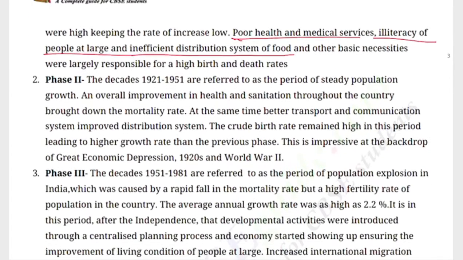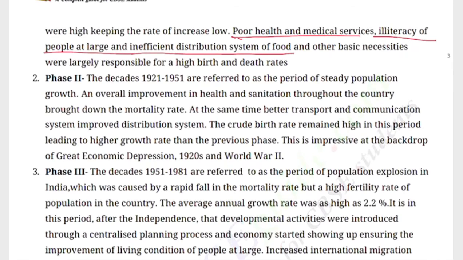Now there was another phase, the second phase, from 1921 to 1951, referred to as the period of steady population growth. From 1921 to 1951, it was the period of steady, meaning continuous, population growth. In this period the population was increasing continuously.